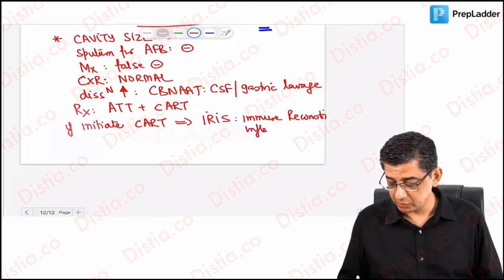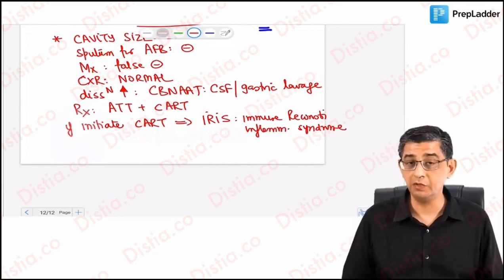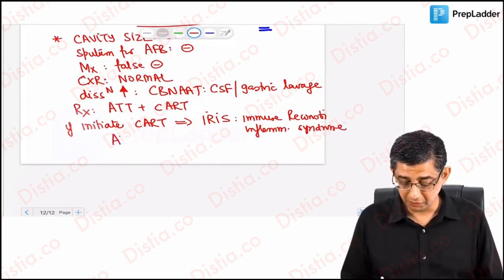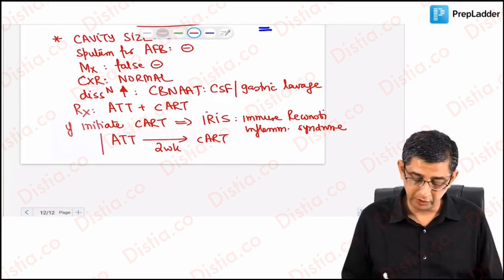And lots of times this concept has been asked in the exam: if a person is having concomitant AIDS with tuberculosis, what treatment should be given first? Then your answer is, first give ATT to decrease the bacterial load. After 2 weeks, you will introduce combination antiretroviral therapy.